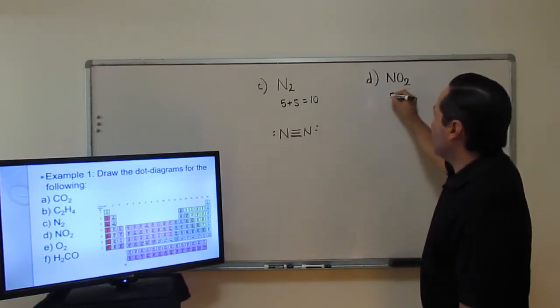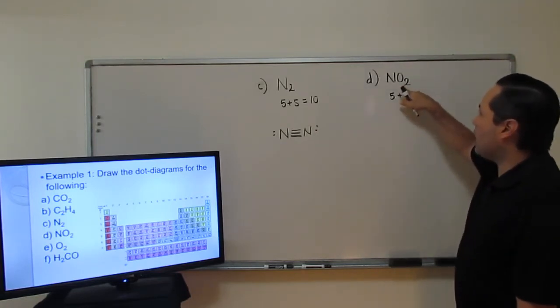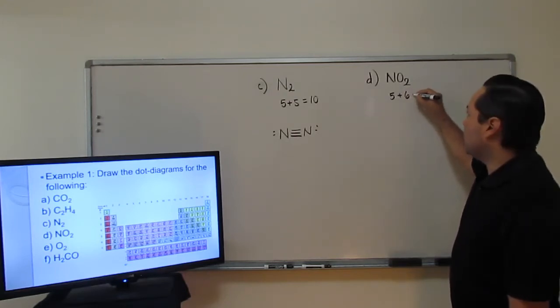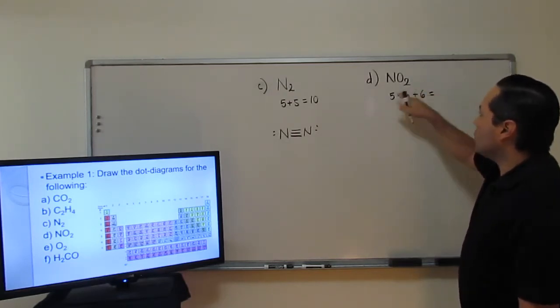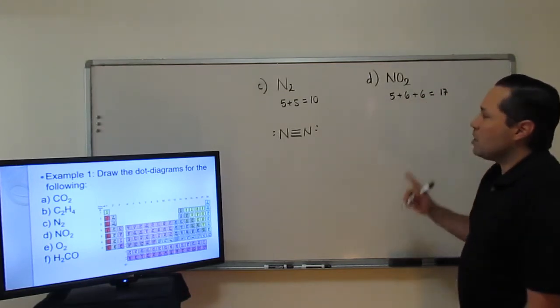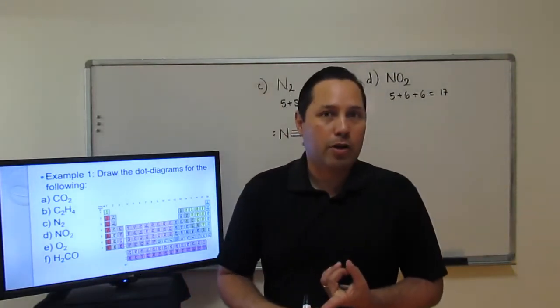Alright, so this one has 5 electrons from nitrogen, and it's going to have oxygen, which is in column 16, so it's got 6 valence electrons, and I put it twice because there's 2 of them, so it's going to be 12 right here, plus 5 more, that's 17, which is an odd number. That's the first time you've come across an odd number.